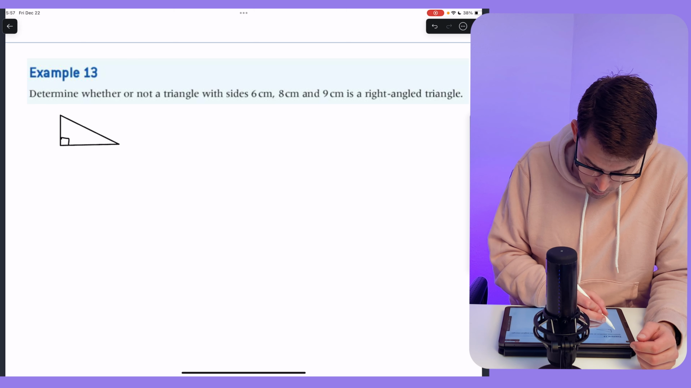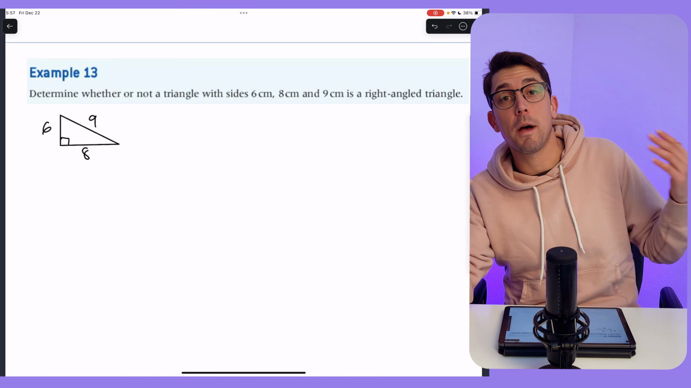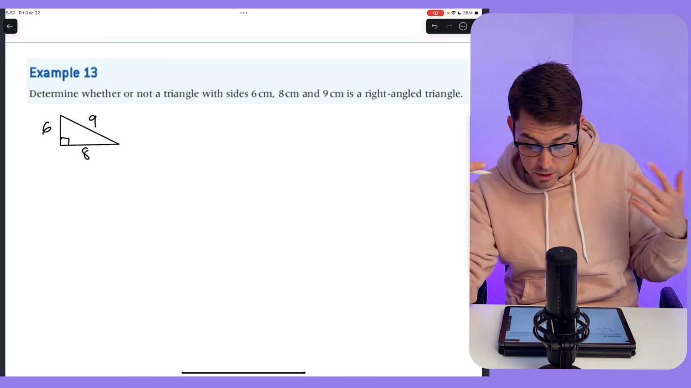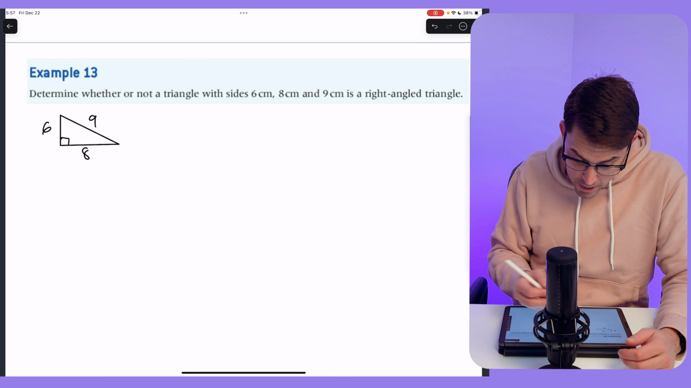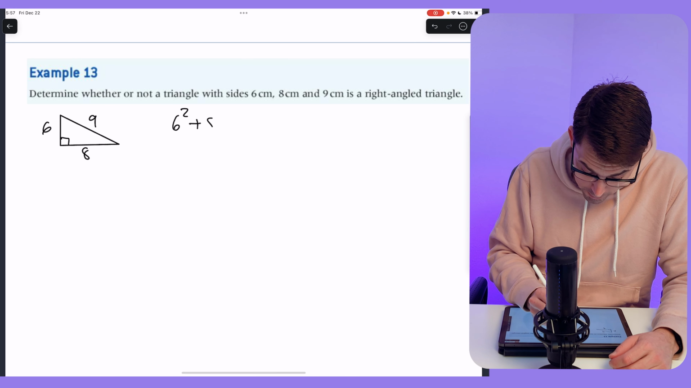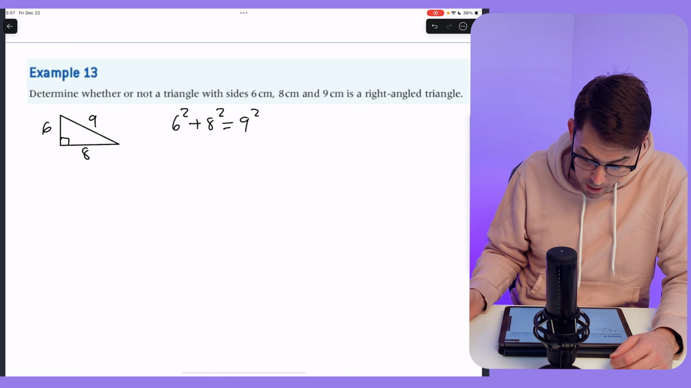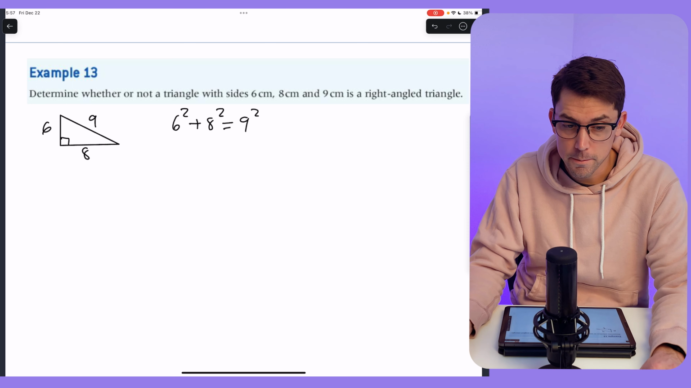All right, so I know that this would be 6, this would be 8, and again, opposite of the 90-degree angle is my largest side, my longest side, which in this case is 9. So the question is now, does one of my sides, let's say 6 squared, plus the square of my other side, 8, equal the hypotenuse squared, 9?